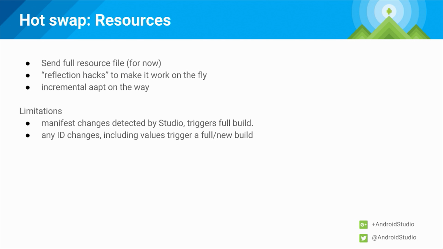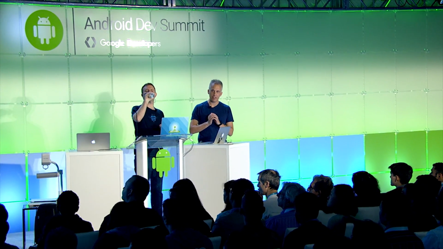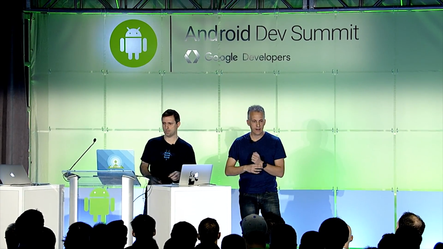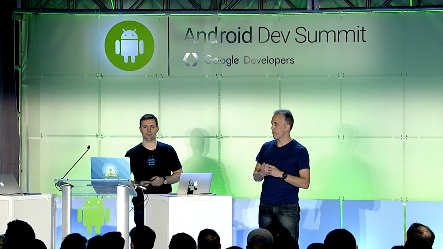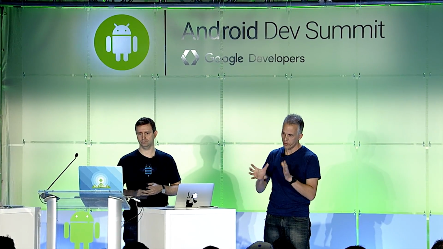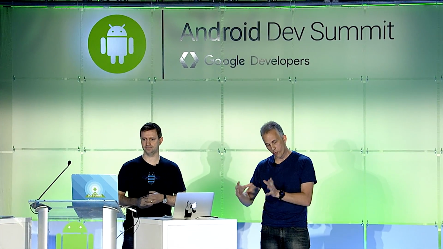So for resource changes, we're currently relying on sending all the resources. So we have to run apt. If you have an app that's really large with lots of resources, it's not going to be instant. The InstantRun feature, I think, is really after the hot swap case. But there is an incremental apt underway that's going to help with this a lot. And we have some short-term tricks we're going to do, too, to send a smaller portion of the resource file.